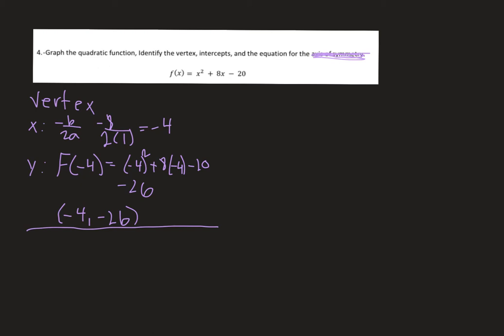Okay, the next thing that we need to do after we find the vertex is find the x-intercepts. And to find the x-intercepts, we plug 0 in for y or f of x. So I'm going to plug that in. I'm going to set my whole equation equal to 0 because the whole equation equals f of x, and I'm going to factor.